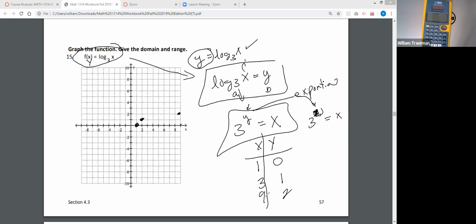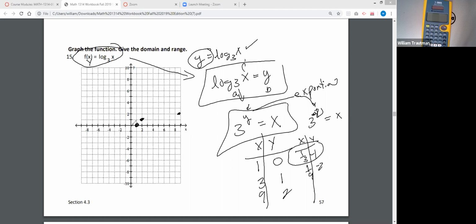Now let's plug some negative numbers in here. I'm going to just stretch it out here. What if I put negative 1 in here? It's so much easier in this case to plug it into the y value. If I put a negative 1 here, 3 to the negative 1 power equals 1/3. If I put a negative 2 here, 3 to the negative 2 power on my calculator says 1/9. Do you see? So I have x is 1/3, y is -1.